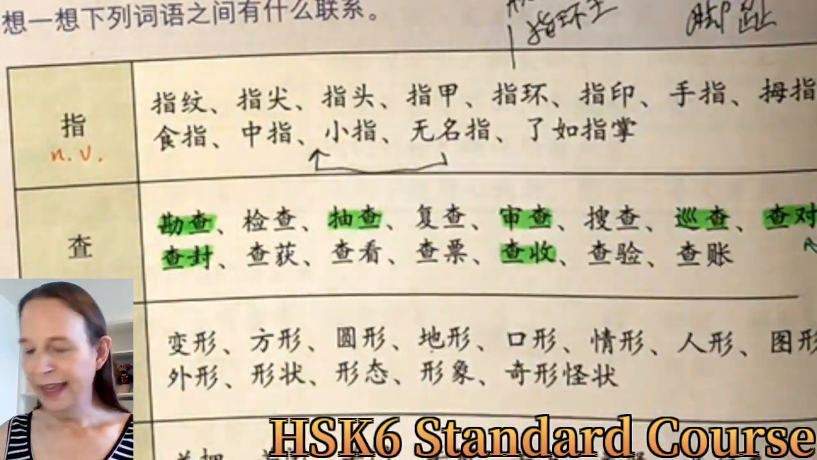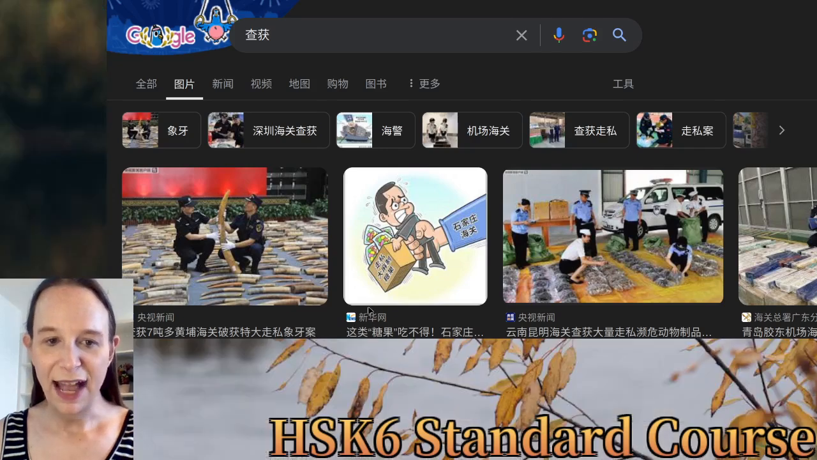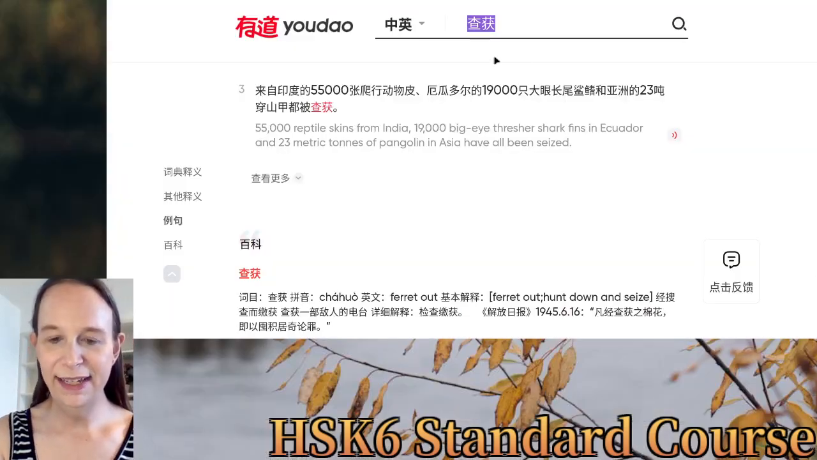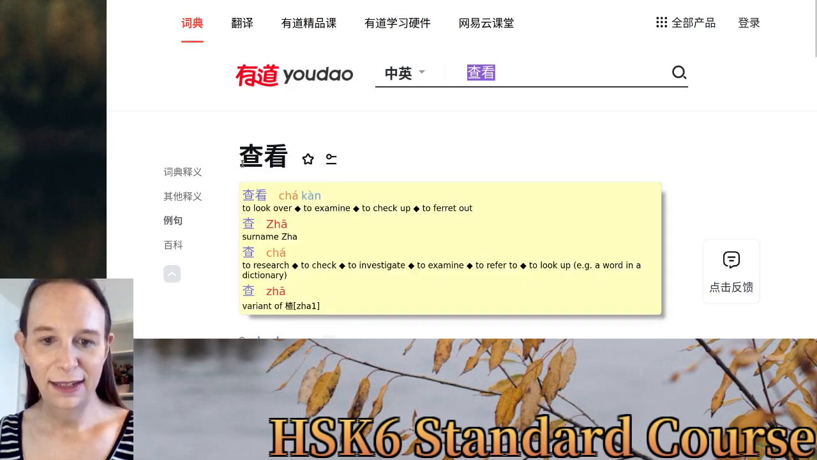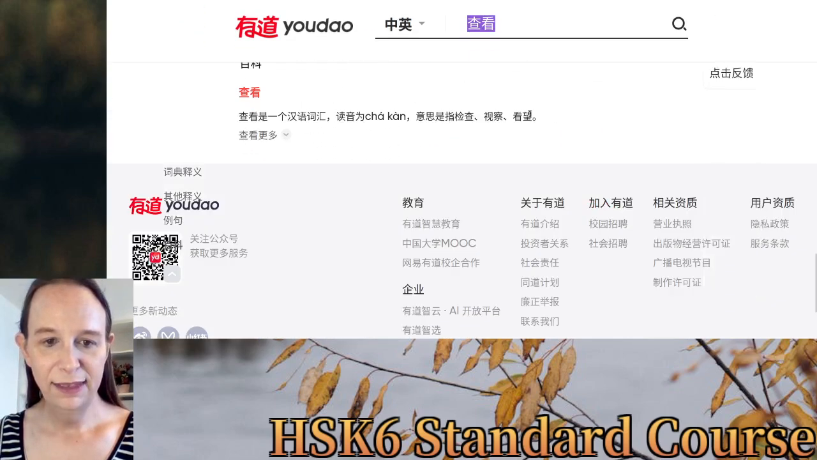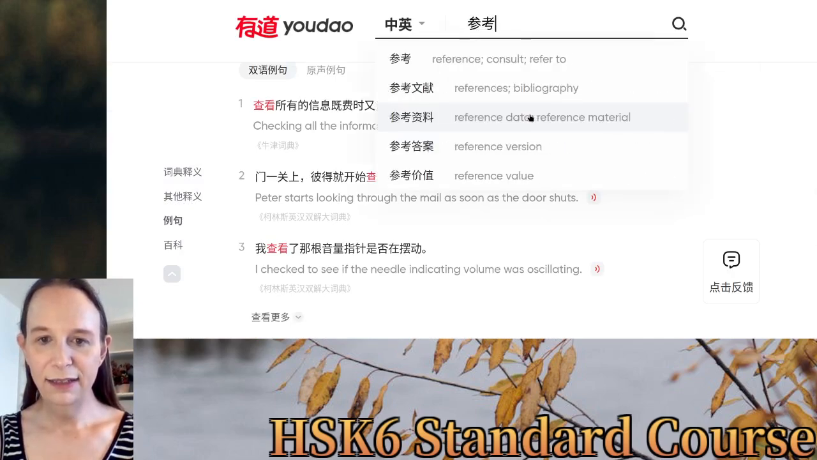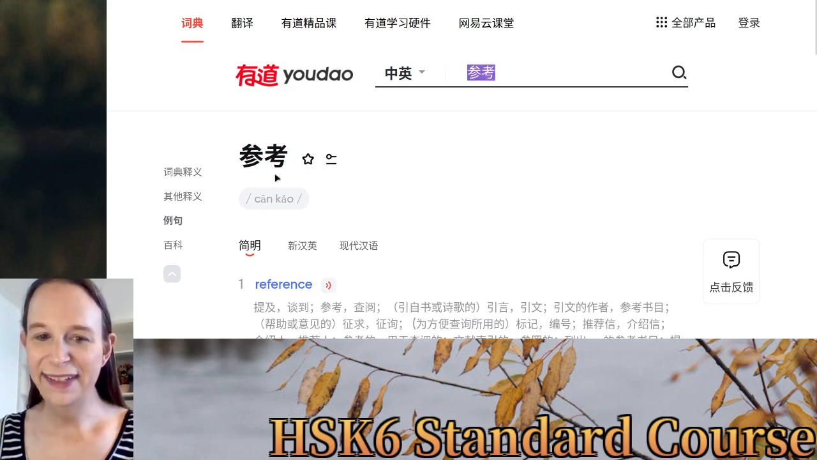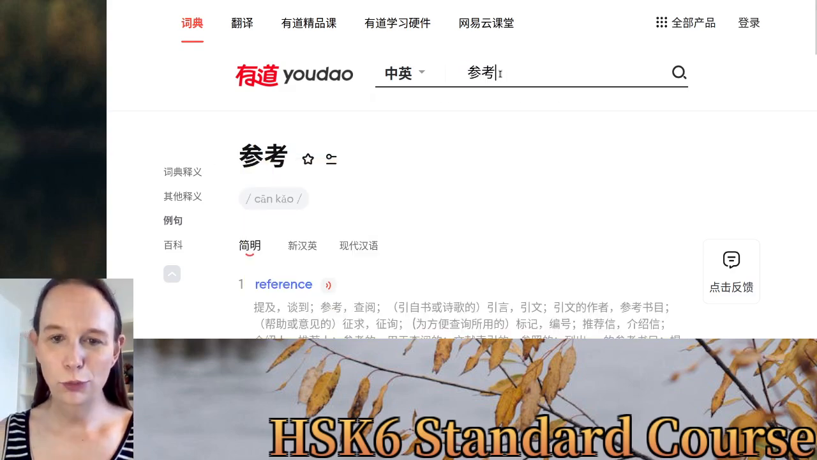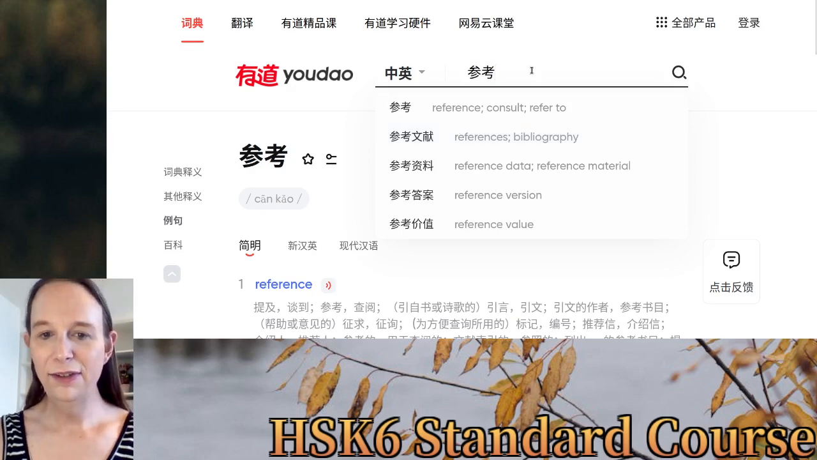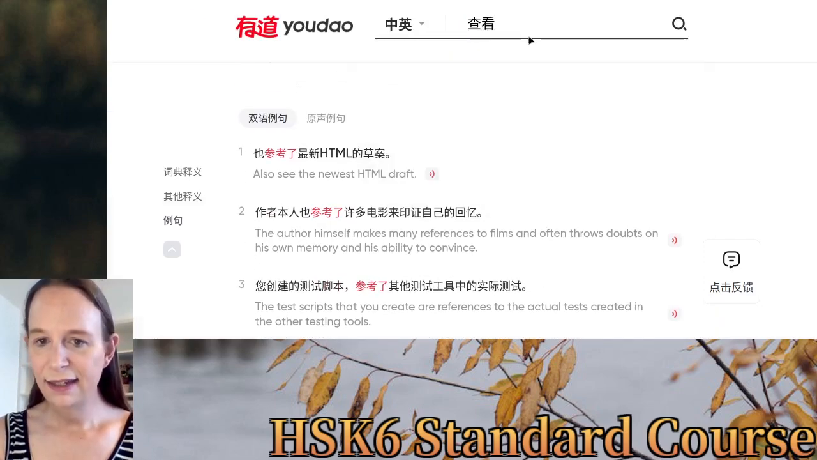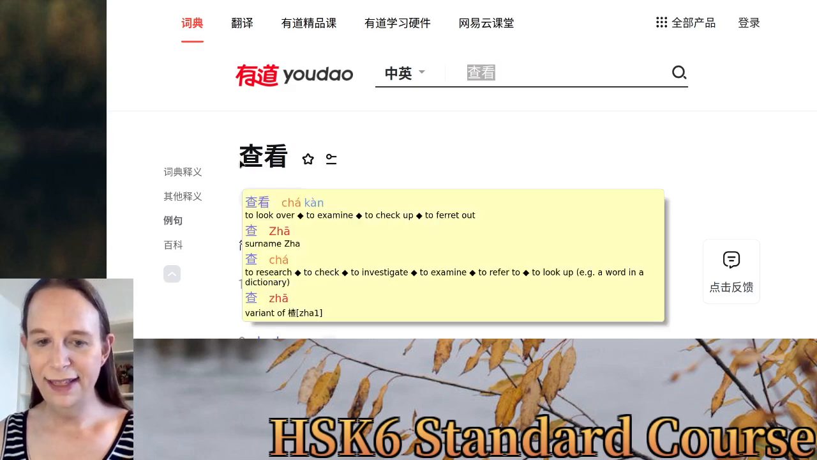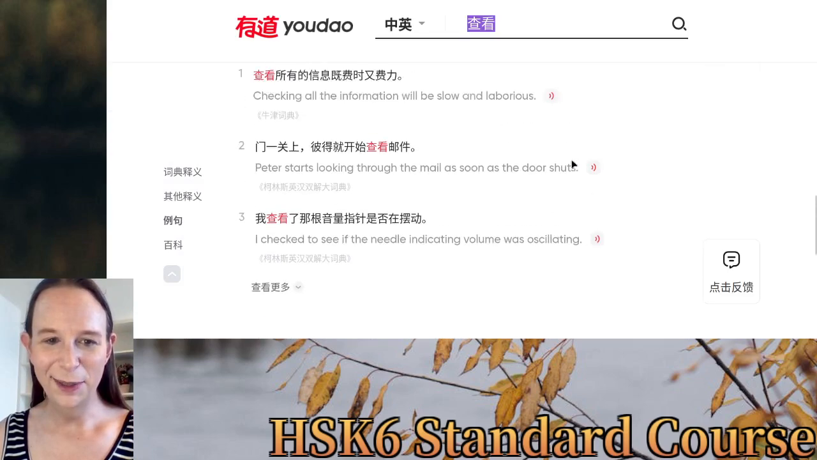Okay, 查看. 查看 is like consult. So you consult a reference material, a reference book or something like that. Examine, look over. Oh no, I'm thinking 参考. 参考 is both reference and to reference. 参考书, 参考文献. So to consult, 参考了什么? That's what I'm thinking. So what is 查看? 查看, look over, examine. Maybe it's also kind of consult though.